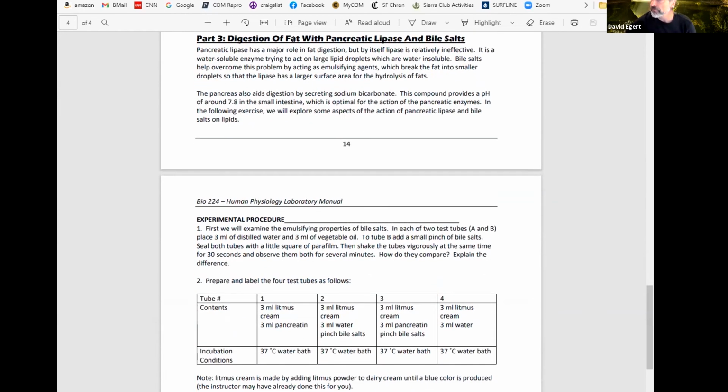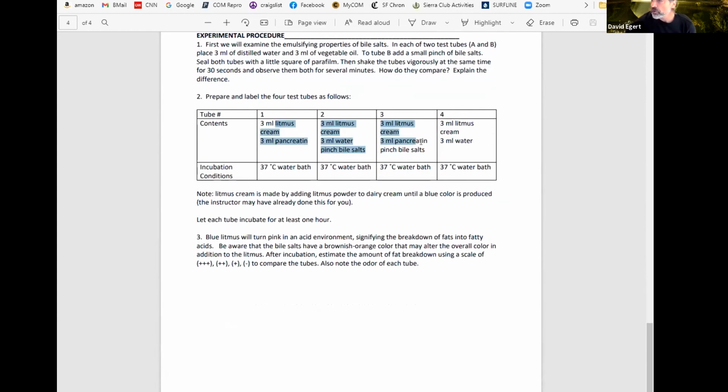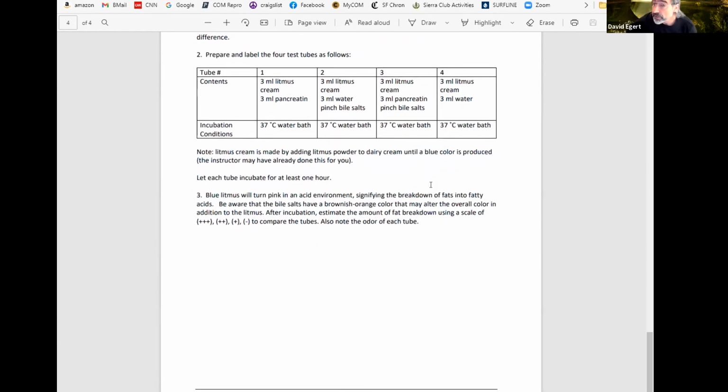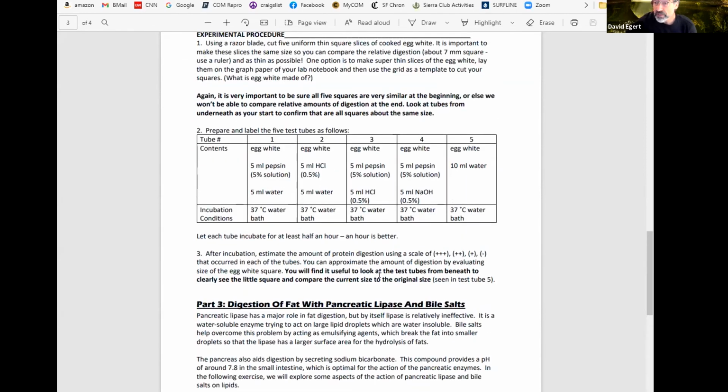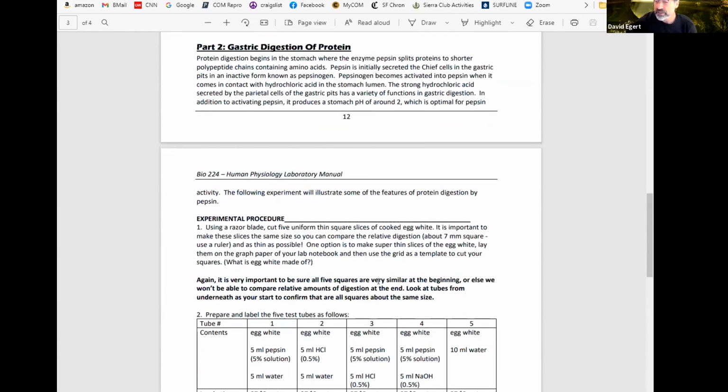And then digestion of fat with pancreatic lipase and bile salts. Again, 4 different ones, like we just talked about: some with cream, bile, and pancreatin, some with just pancreatin, some with just bile, and one with neither even. So for each of these, in your lab notebook, it can just be a short thing of what you expect in terms of the breakdown and why. So are there questions about that?